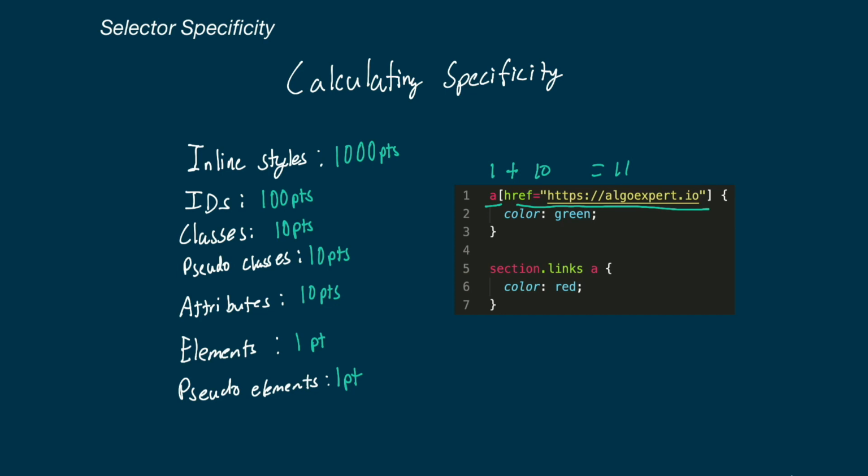Then we look at the second selector we had that starts with the section element, which gets 1 point. And then it has the links class, which adds on another 10 points. And then we have the anchor tag element, and this gets 1 more point. And if we add all of these together, we end up with 12 points, meaning that the second option has 12 points over the 11 points of the first option. So the second option is more specific, and the color of the anchor tag will be red.